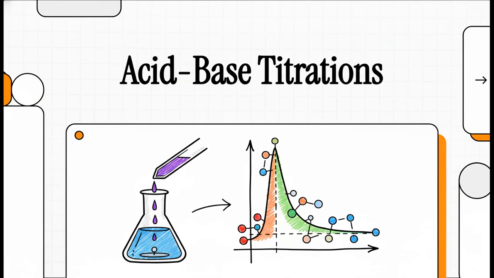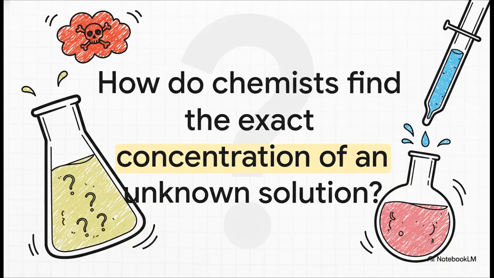Today, we're diving into a fundamental chemistry technique, acid-base titrations. But we're not just going to go through the motions. We're going to see how a simple graph, a titration curve, actually tells a fascinating story about what's happening molecule by molecule. So let's set the stage.